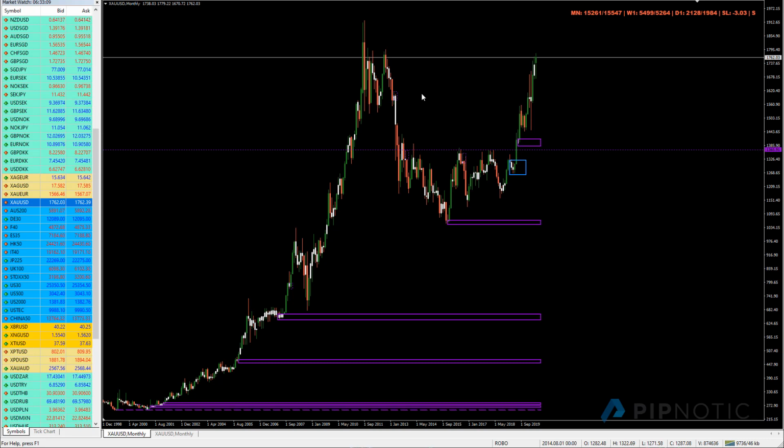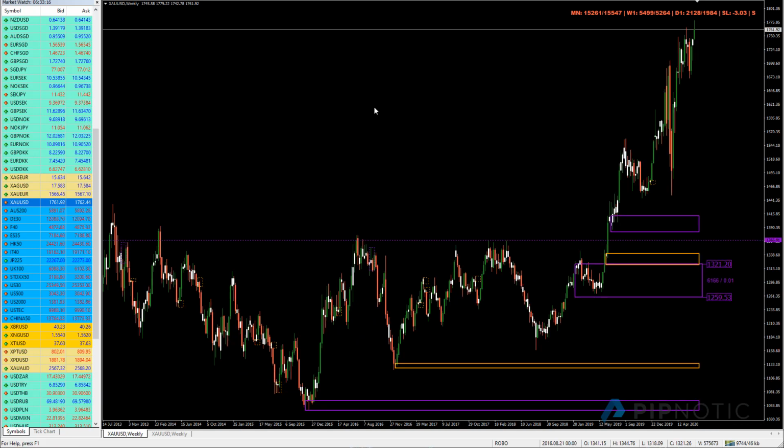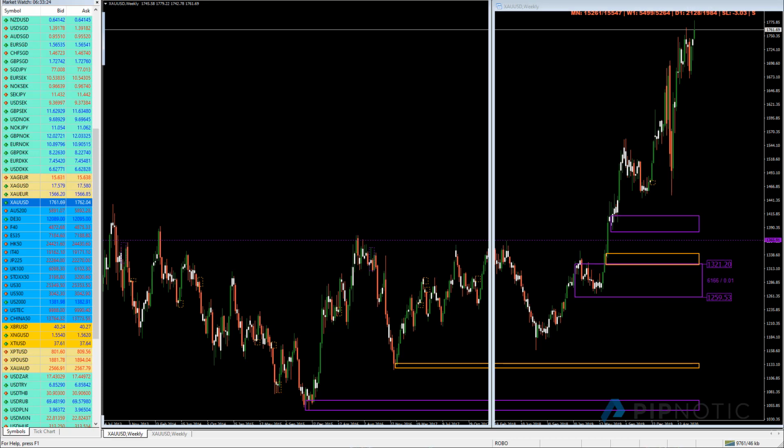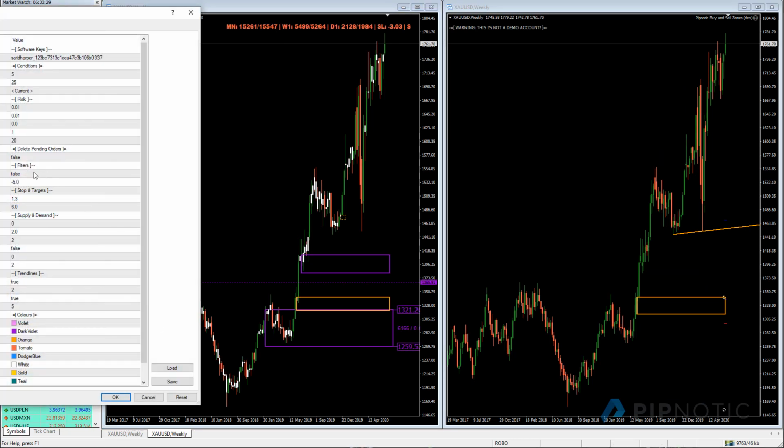Okay, right there. Go to the weekly, see if we can find a bit of clarity. And we do. We've got this here, how price rallied, moved sideways, and then we moved north. So it's probably looking to trade at that area.